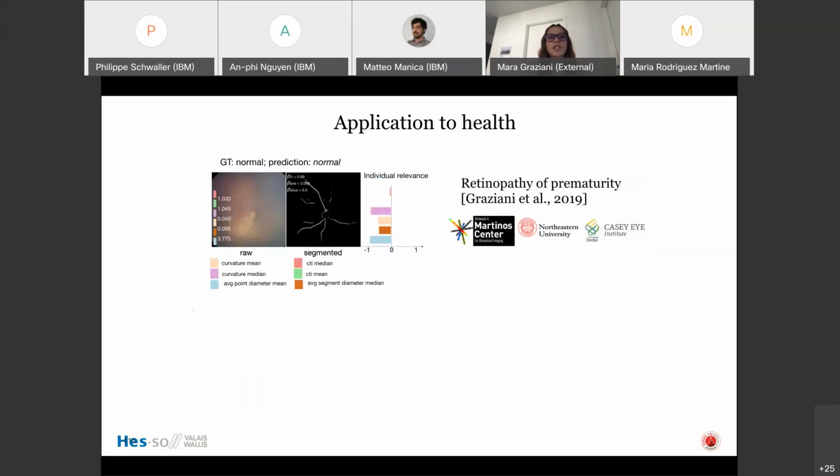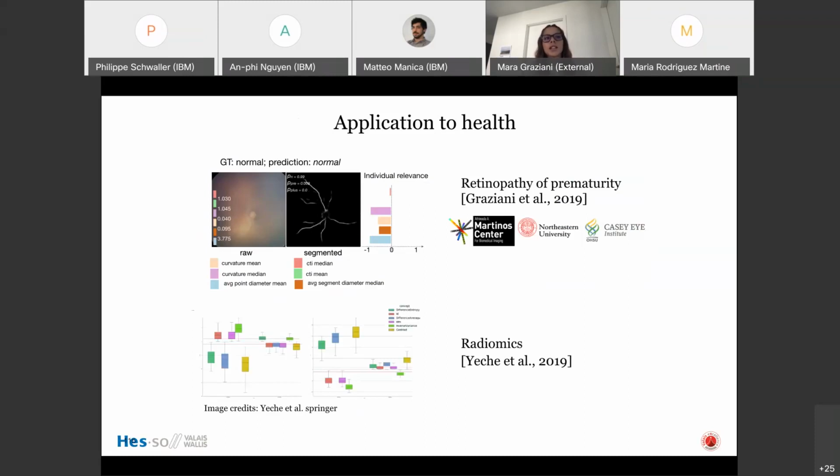Another application in health for this technique was in retinopathy of prematurity. So the Martinos Center and the Case Eye Institute had a network to classify the presence of plus disease in preborn babies. In very shallow words, in these babies, there is an abnormal growth of the retinal blood vessels. And if not promptly treated, this could degenerate and cause the total detachment of the retina, so blindness. Now, the ophthalmologists at the Case Eye were interested in the relevance of some handcrafted features that were used in literature before their deep learning model. And so we could estimate this importance from both a local and a global perspective in the deep learning model that they had trained.